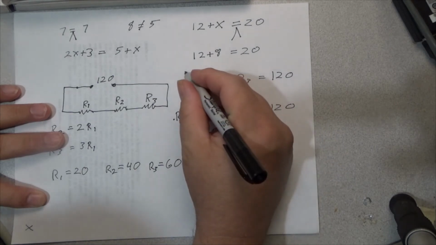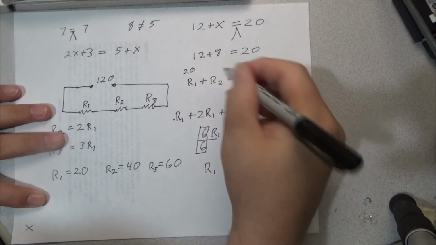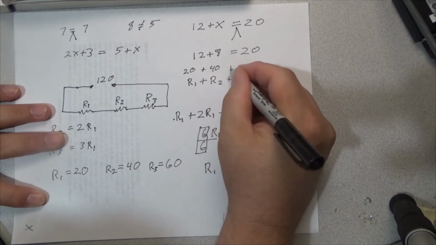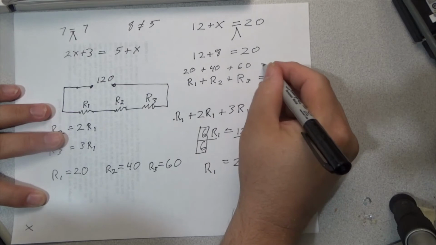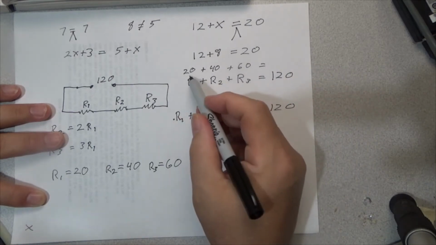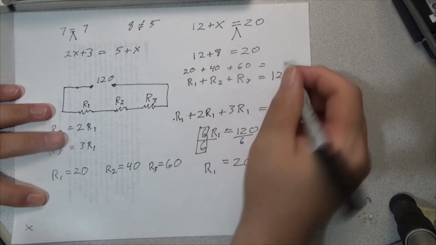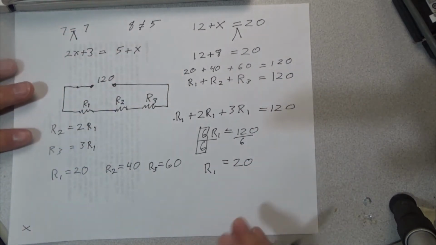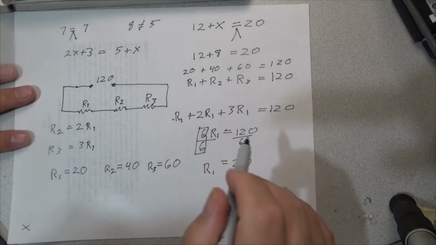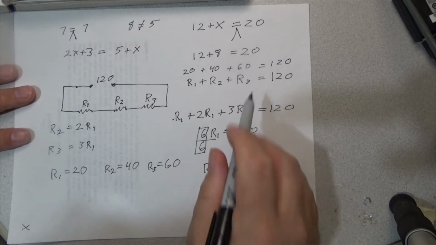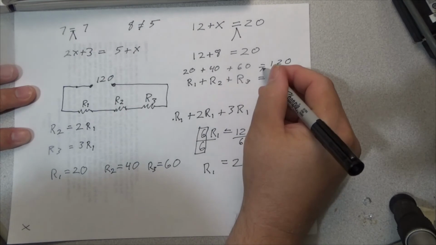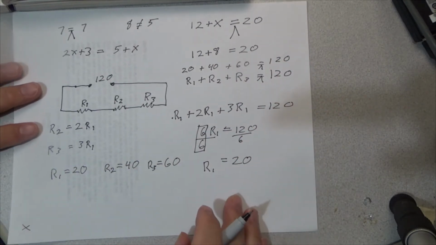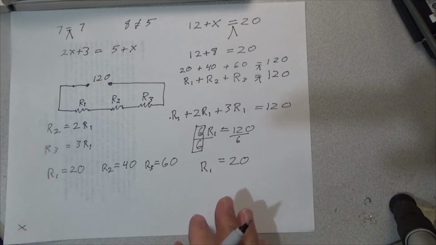So I'll just write them right here. We know that R1 is 20, plus R2 is 40, plus R3 is 60, and yes, 20 plus 40 is 60, plus another 60 is 120. So adding all of those up, we get back to what we know we should have had, which is 120. So this equal sign is a balance. The same amount on both sides of the equal sign.